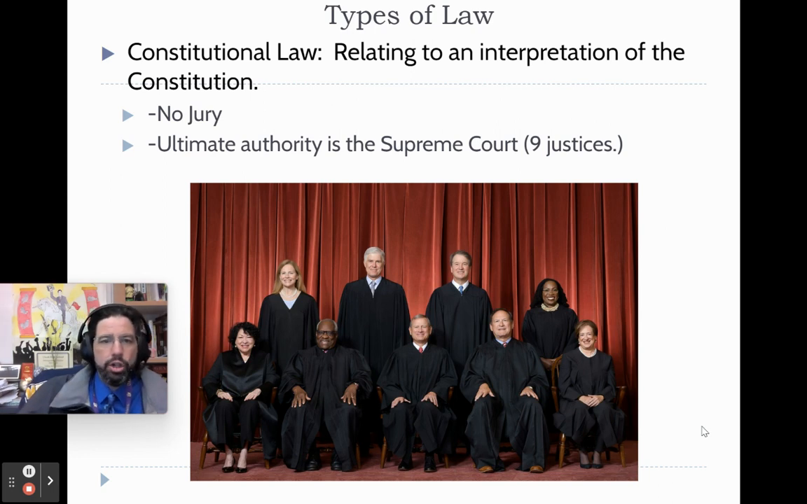They are the nine justices on the Supreme Court. These are the nine justices here. They rule on whether a case is constitutional or not. All you need is a majority to have that case go.